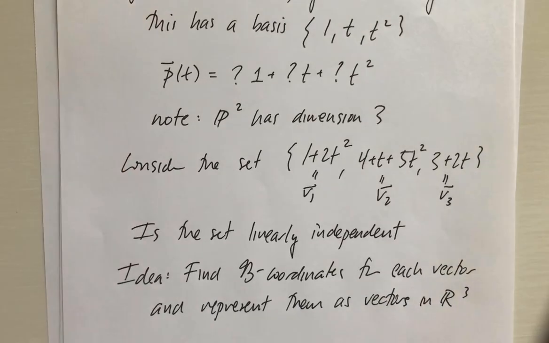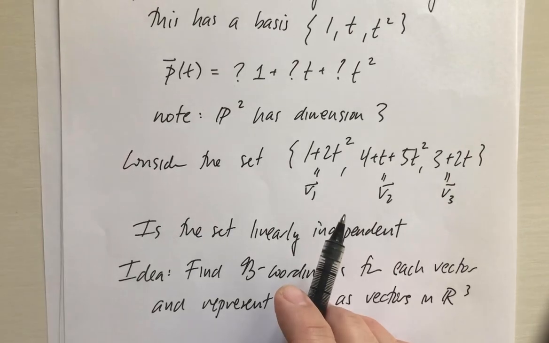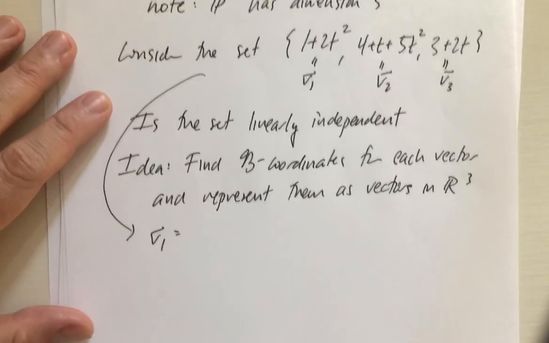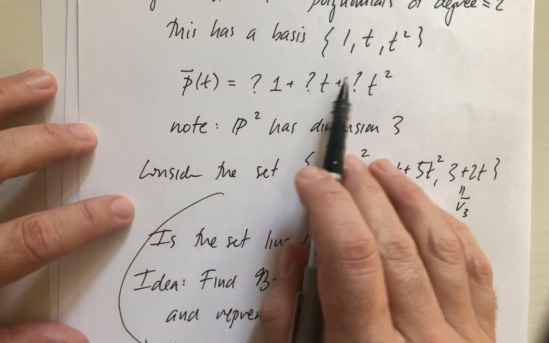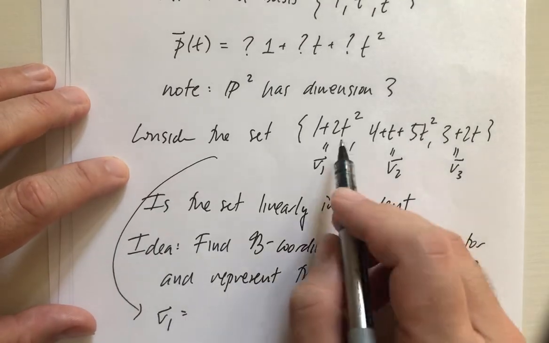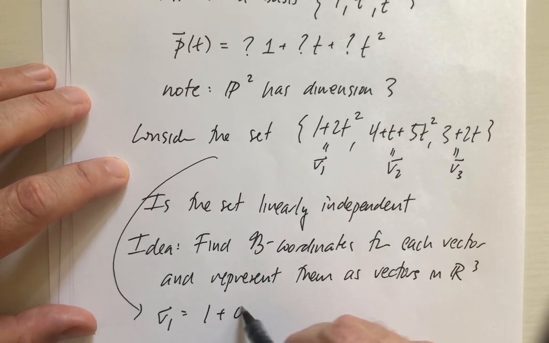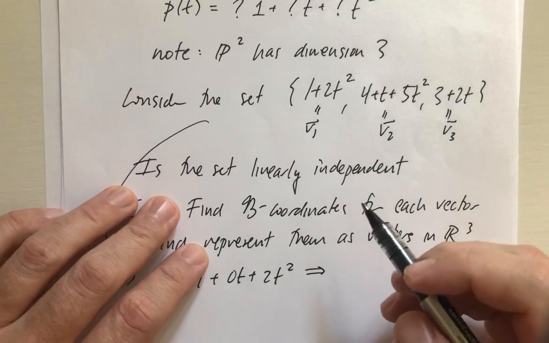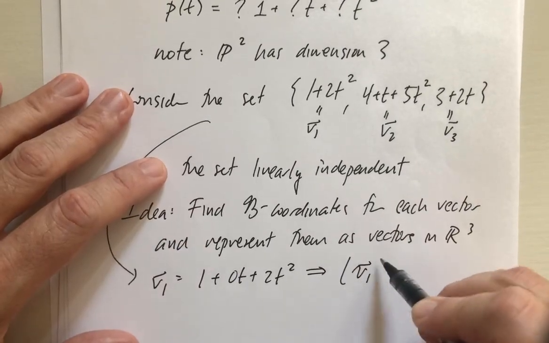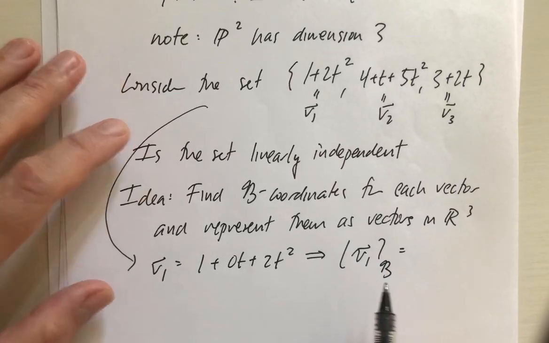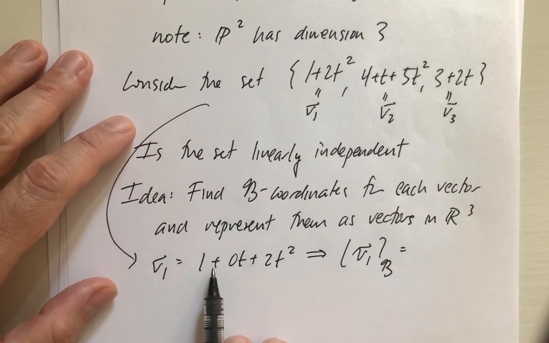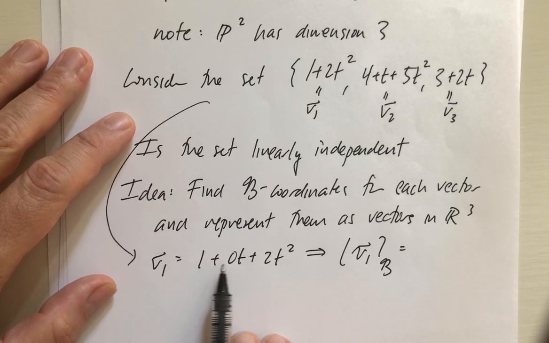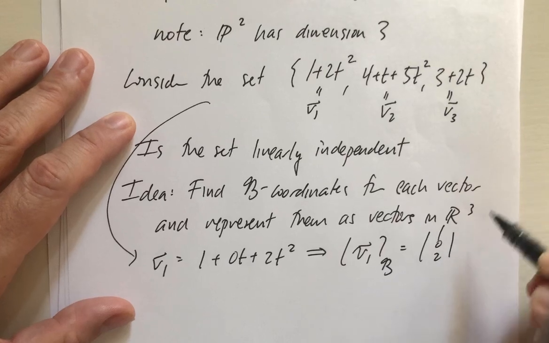Okay, so what do I mean by that? Well, notice that V1, right? So, for instance, V1, how do I write that in terms of the basis? So remember the basis up here, well, let's see. V1 is equal to 1 plus 0t plus 2t squared. So what that's saying is that the B coordinates of this guy are just, well, those numbers, right? This is so natural that you're not even used to doing it maybe, but 1, 0, 2 are the B coordinates of this thing.